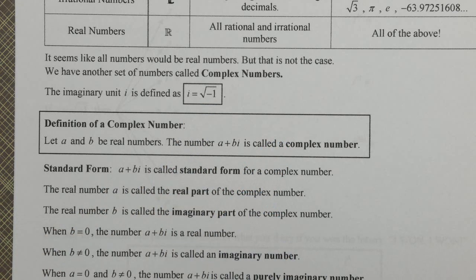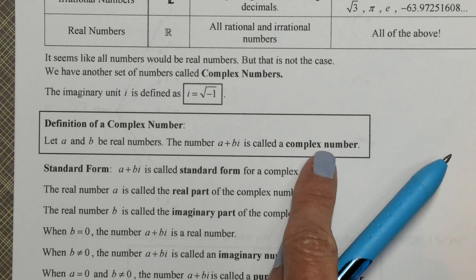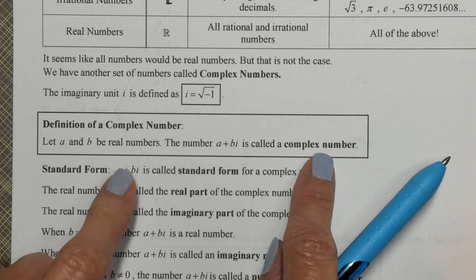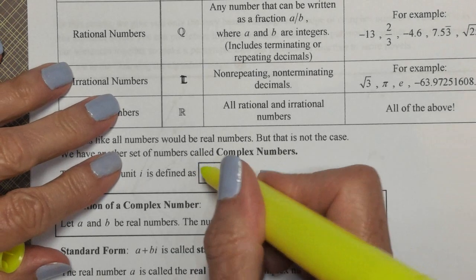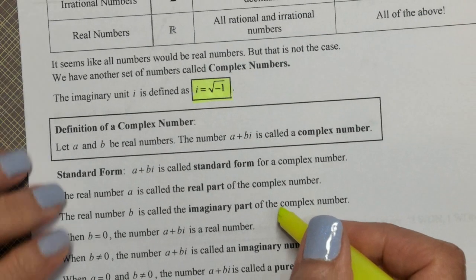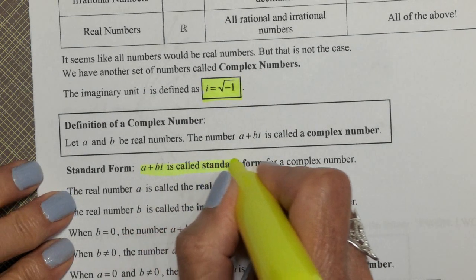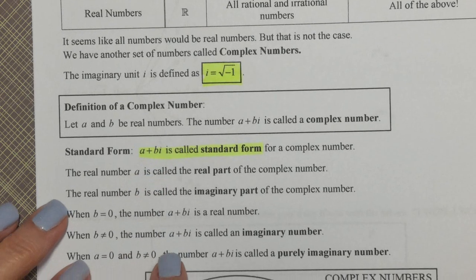So a definition of a complex number is: let a and b be real numbers. The number a + bi is called a complex number. That's the definition of a complex number. a + bi is called standard form. In class I will be telling you to highlight this. I will also be telling you to highlight what standard form is, because lots of times the directions will say write your answer in standard form, so your answer needs to be in this form.